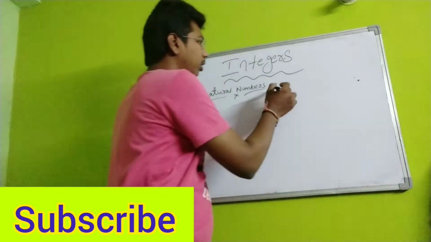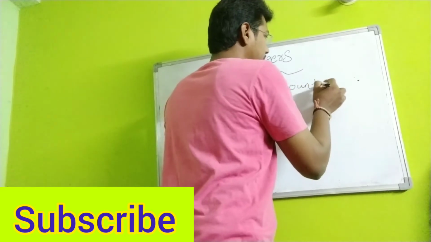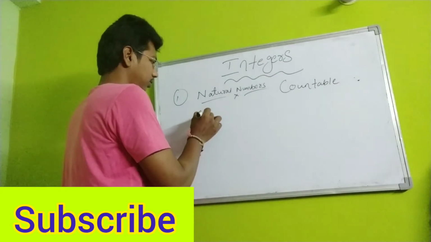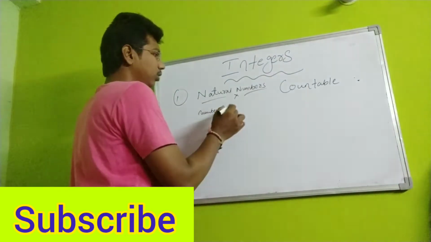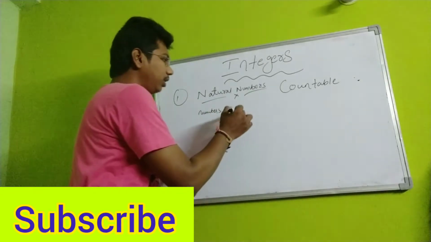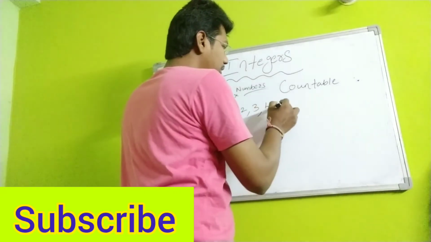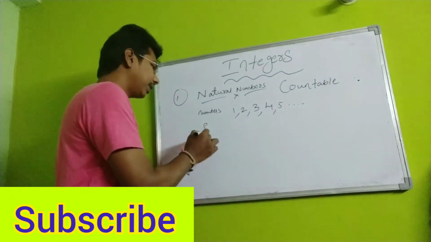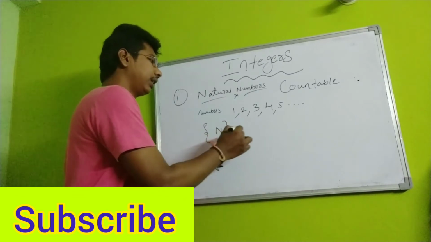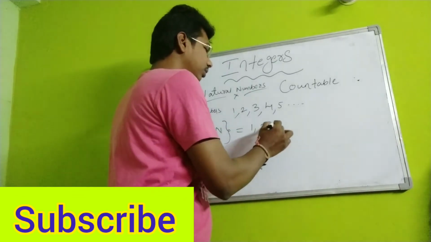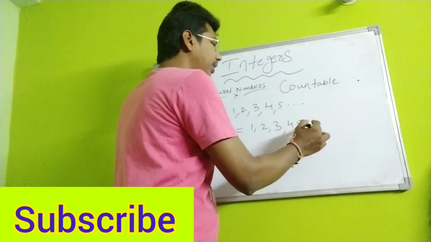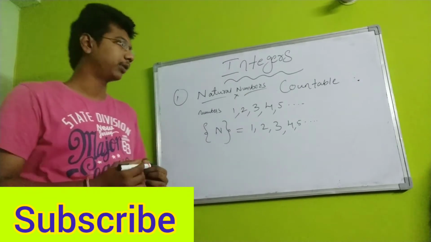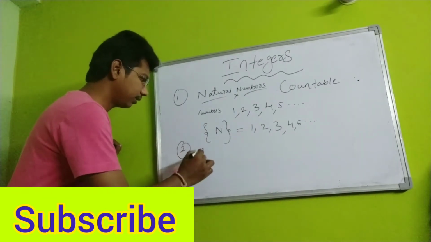Natural numbers are nothing but countable numbers, that is 1, 2, 3, 4, 5, and so on. The natural numbers are represented as N: 1, 2, 3, 4, 5, and so on. These are natural numbers. Next, coming to definition number 2.